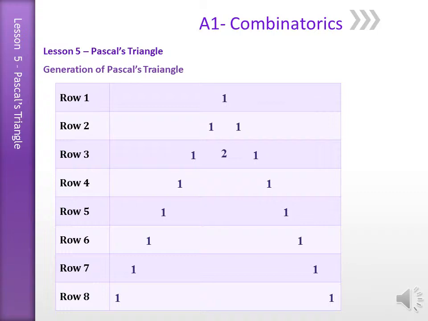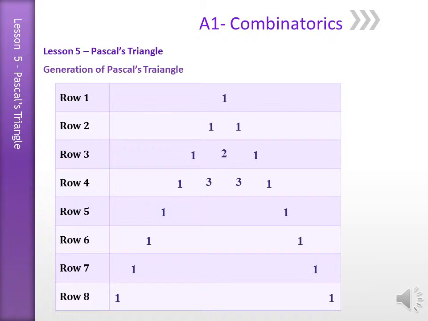Look at row 4. The second number falls in the place below the 1 and the 2 from the row above. Add them to get 3. 1 plus 2 equals 3, and write it in. Similarly, the third number falls in the place between the 2 and the 1 from above. Add them to get 3, and now row 4 will consist of 1, 3, 3, 1.